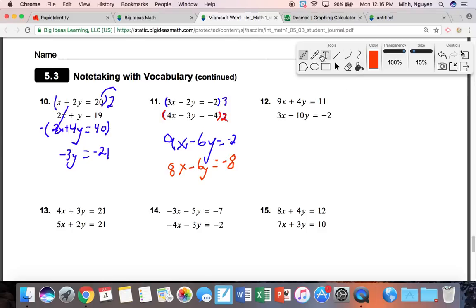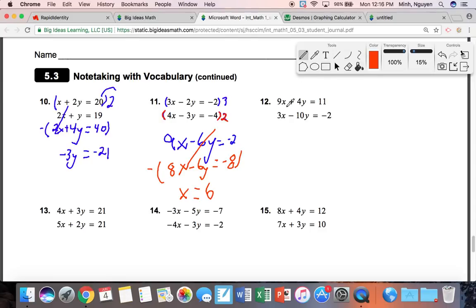And these are the same, so I actually have to subtract. So 9 minus 8 is 1. Negative 6 minus negative 6 is nothing. Negative 2 minus negative 8 is negative 2 plus 8, which is 6. So you go from there.